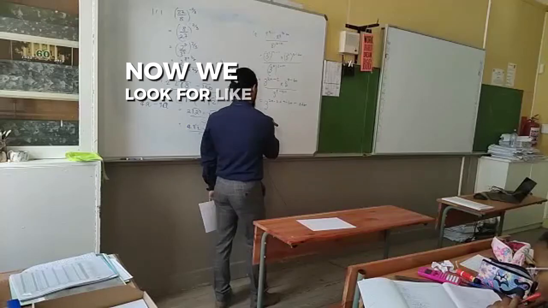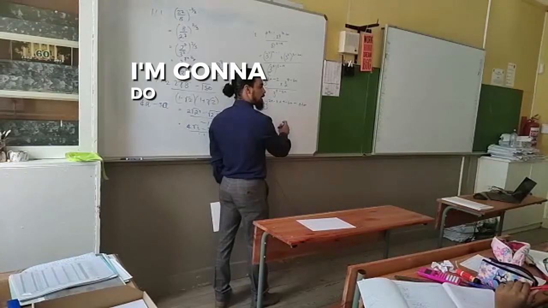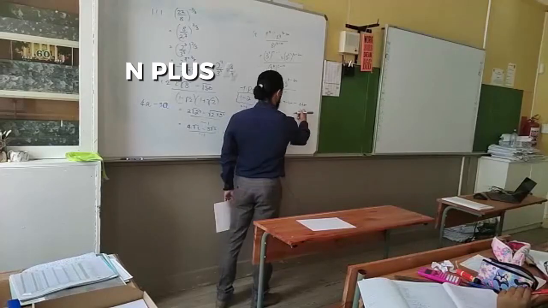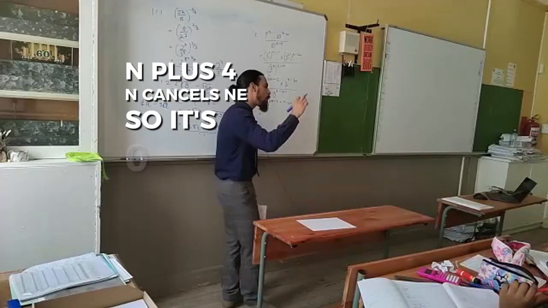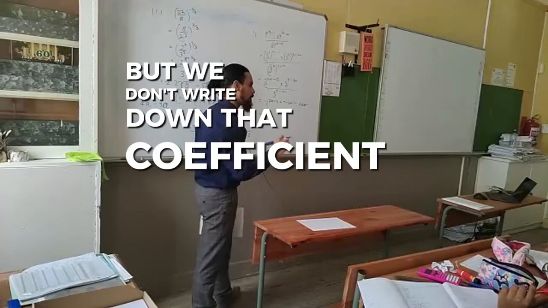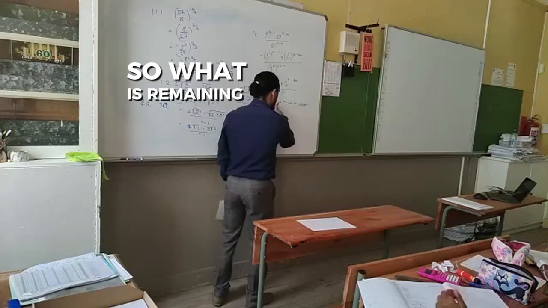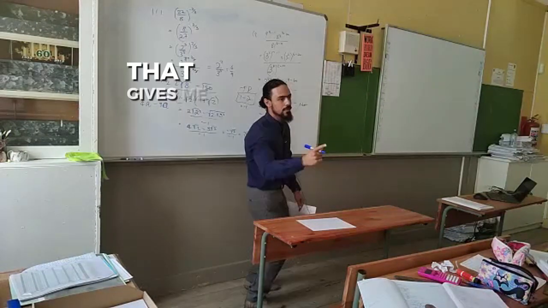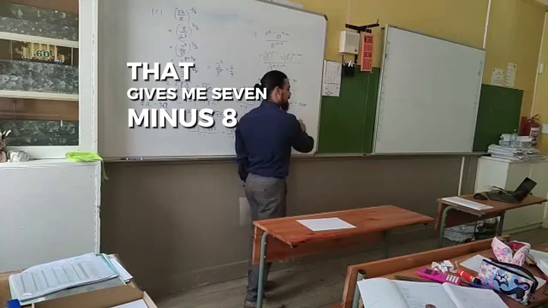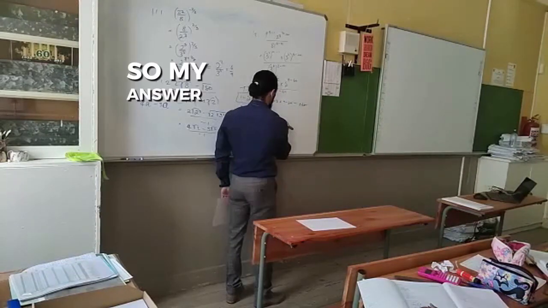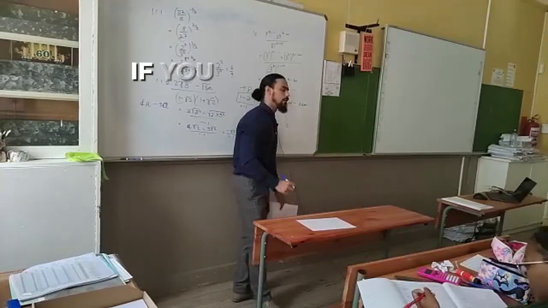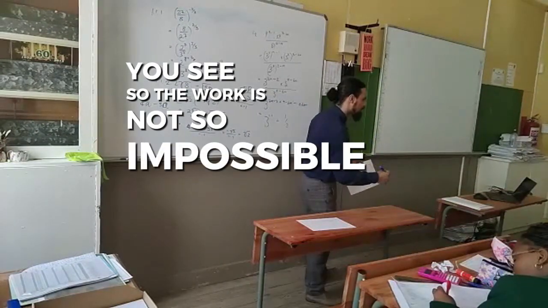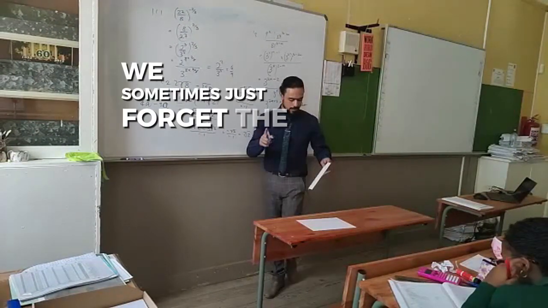Okay, now we look for like terms. I'm going to do 2n minus 6n is negative 4n plus 4n cancel. So it's 0n, but we don't write down that coefficient of 0. So what is remaining? It's negative 2. So we have 3 to the power of negative 2 plus 9. That gives me 7 minus 8, negative 1. So my answer there is 1 over 3. If you got that, great stuff. You see, so the work is not so impossible. We sometimes just forget the basics there.